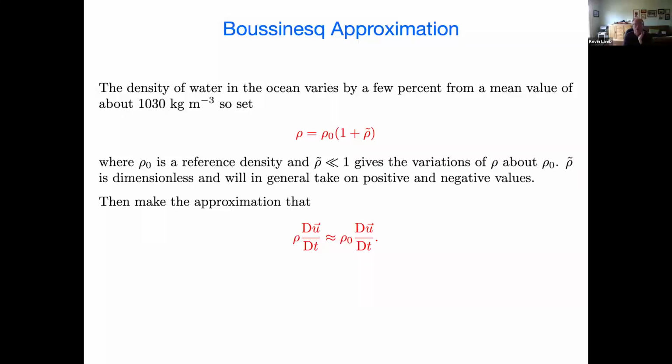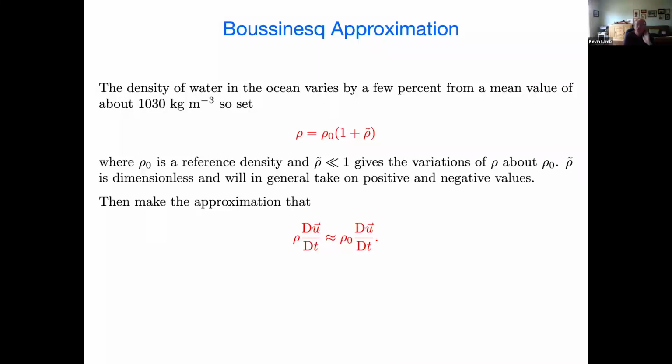So I'm going to set rho, the density of the fluid, to be rho naught times (1 + rho tilde), where rho naught is the reference density, say 1,030, and rho tilde is then much smaller than 1. And that gives the variations of rho about rho naught. Rho tilde is dimensionless, and because of the way it's been defined, it can generally take positive and negative values. So later on, I'll show some plots of the density field, and it'll show negative values, and this is why.